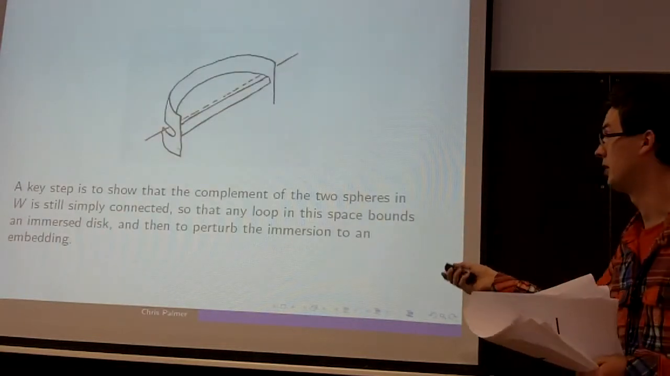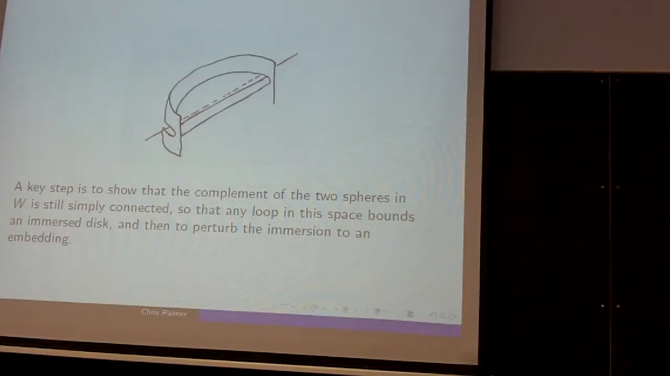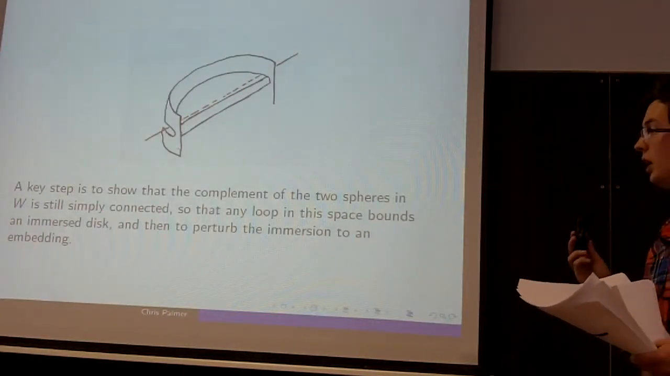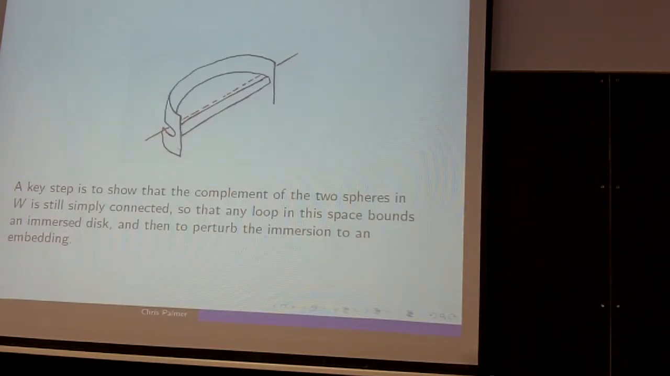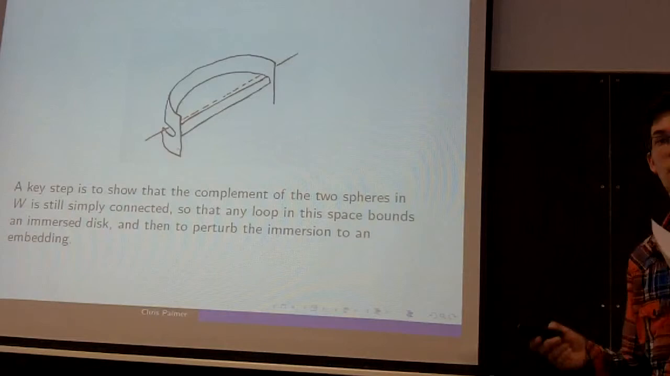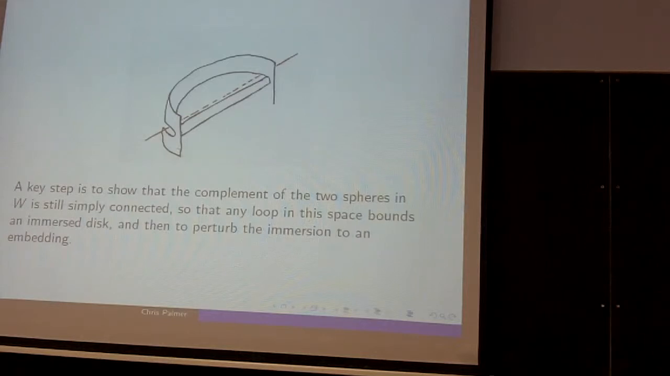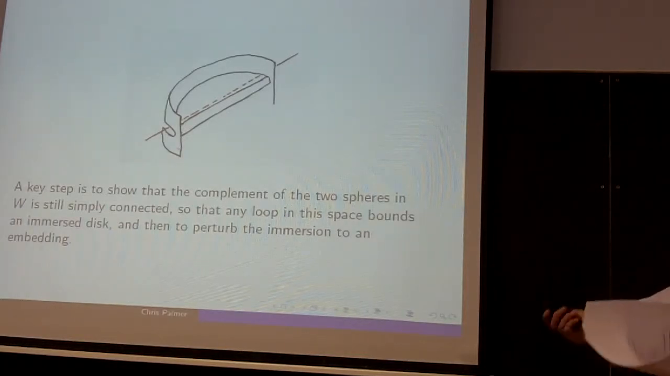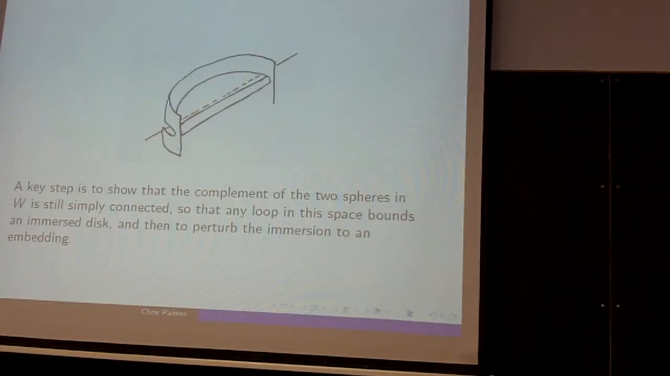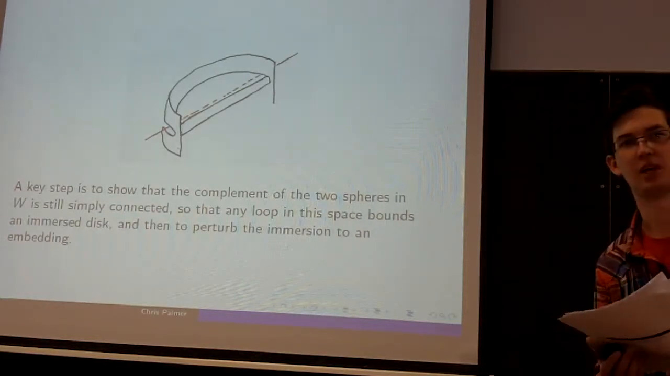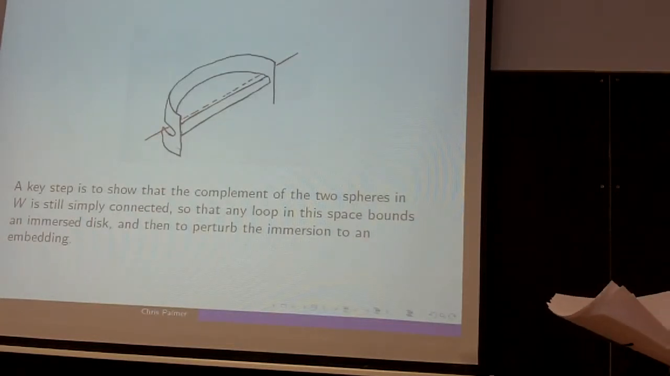So here we have a picture showing this. So you have to be slightly careful. It's important to show that when you remove these two spheres, the remaining space is still simply connected, because the idea is then you can show, using some differential topology, that any loop bounds an immersed disk, and using some genericity or density arguments, any immersion can be replaced by an embedding. So this step is quite technical, so I'd refer you to the book, what was it, A World of... Yes, that's the one, where it's explained in a bit more detail. But this is the idea, at least.